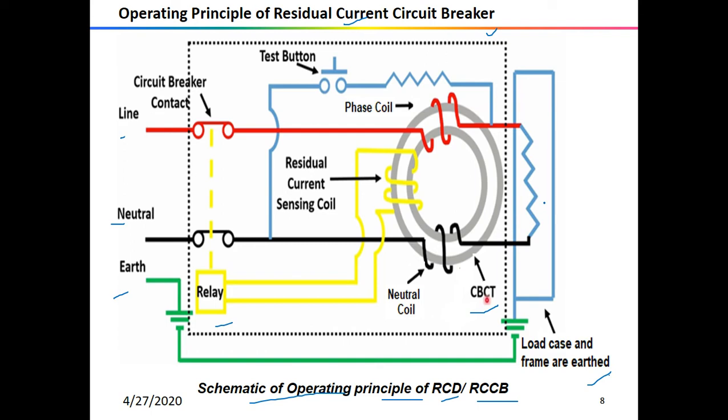So let us consider the first case, that everything is okay. There is no overload or short circuit at all. So in this case, with the circuit in this condition, current enters through the line conductor from this side, the red line, and the current leaves through the neutral, the black line. In both cases, they are equal. So the current entering through the line conductor will be equal to the current leaving through the neutral. So on a healthy circuit, the same current passes through the phase coil.